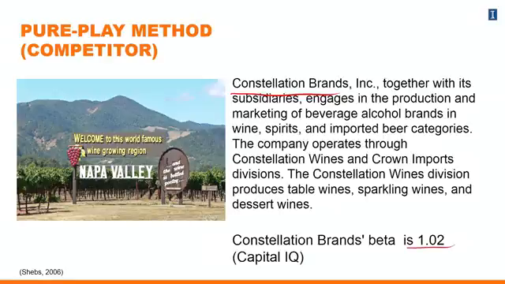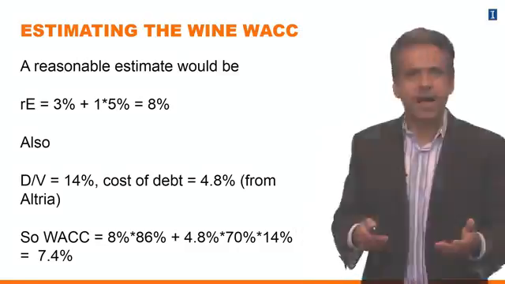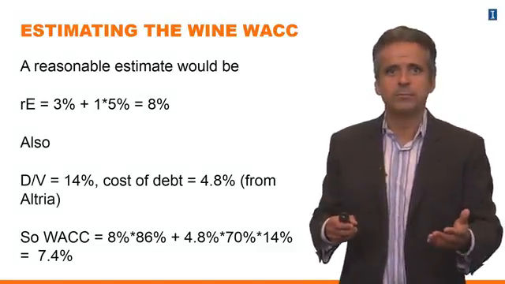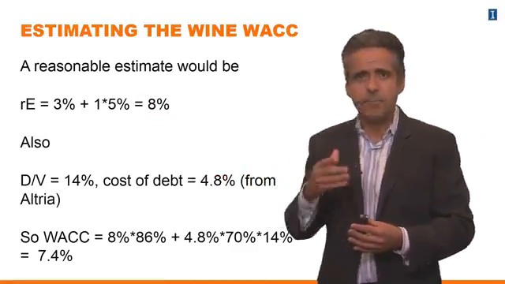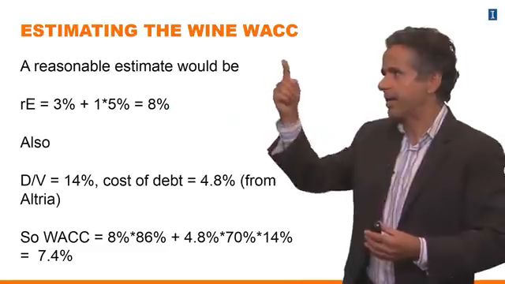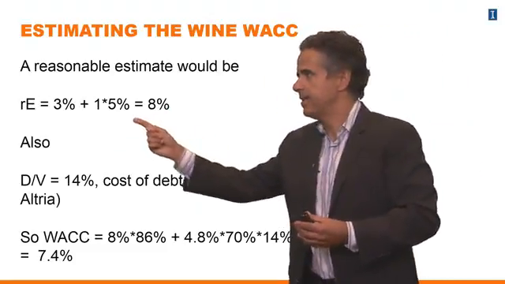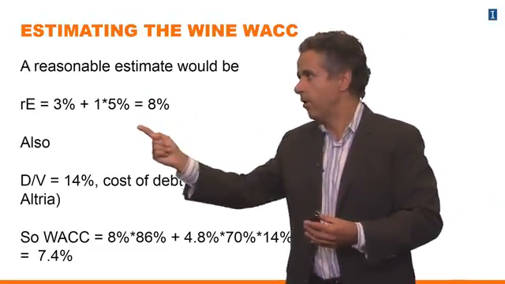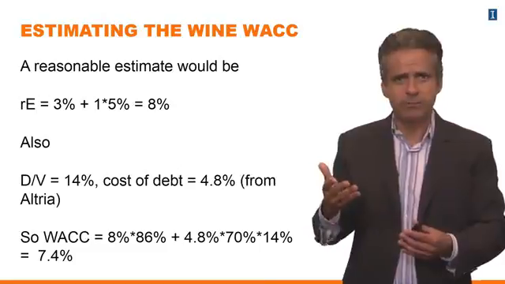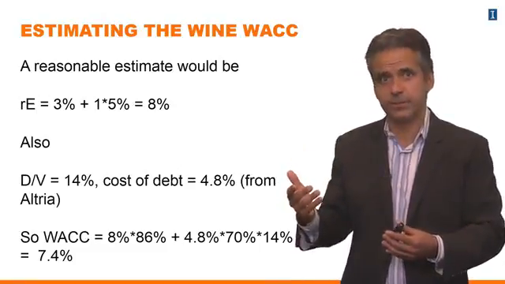And we can get data for Constellation Brands. We can go to Capital IQ or Yahoo Finance, for example, and you will find that the beta is around 1. The beta is 1.02 in this case, okay? So think about this, right? We had the option to use the tobacco beta, but it actually turns out that a wine beta, wine WACC, would actually turn out to be higher, right? Because remember, the higher the beta, the higher the WACC, right? So if we use a beta of 1 here, we're going to end up with a required return on equity of 8%, right?